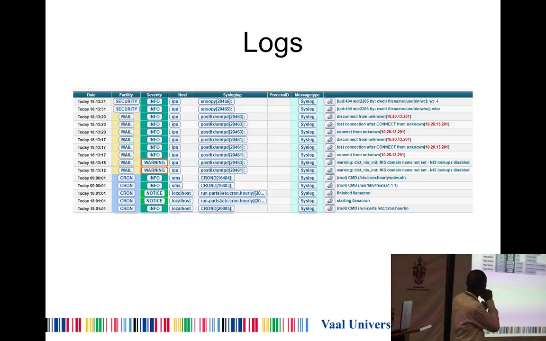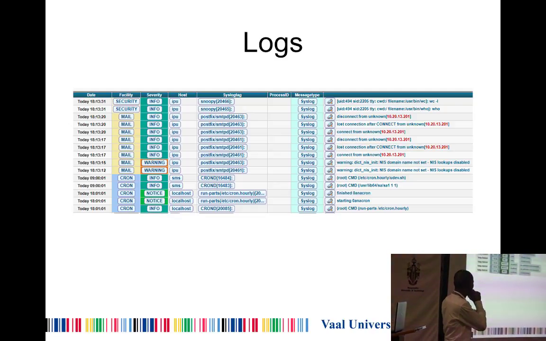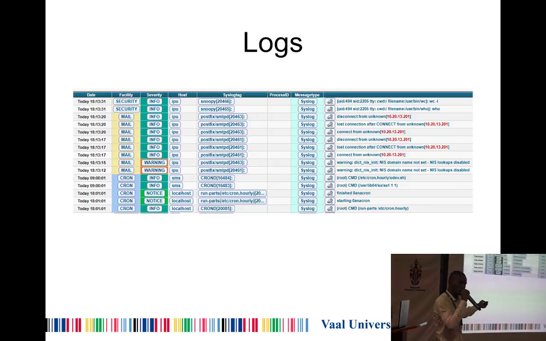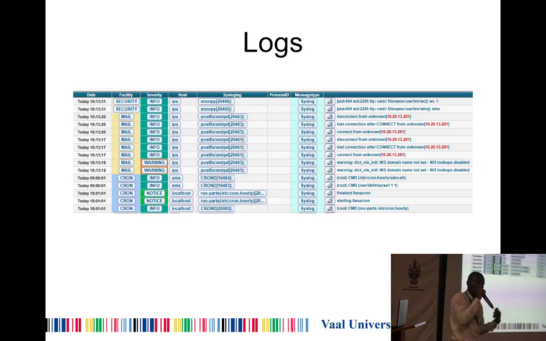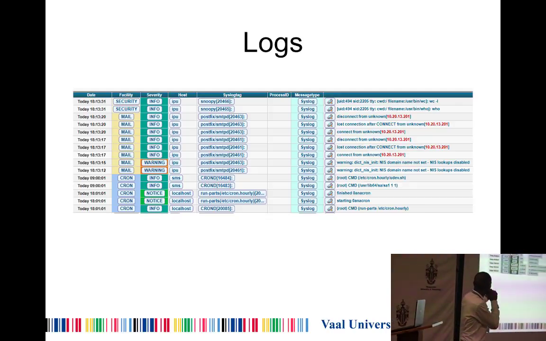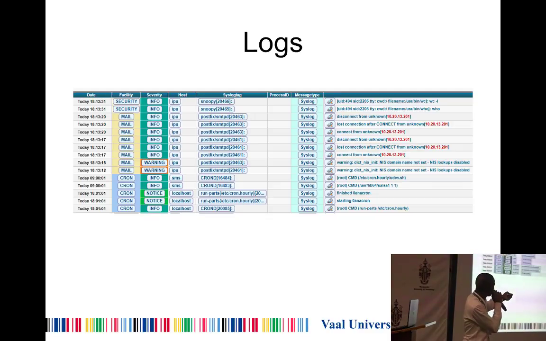So facility as well: there are security threats, mail threats, and I believe people are still running cron jobs. As well as us, we're still having some cron jobs at some point. So crons as well. So that's the facility. You get to know the severity, whether it's just a normal notification, a warning, an error, what is it? The host itself, you get to know which server it is as well. The date and time, and at the end you get the message of the log.